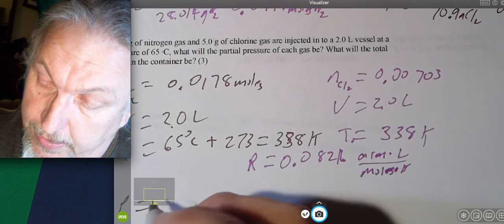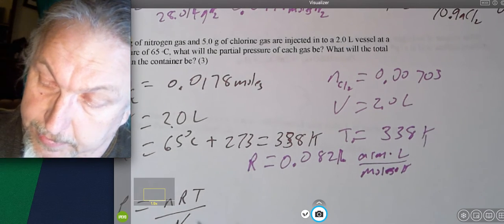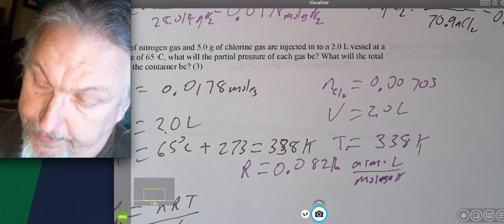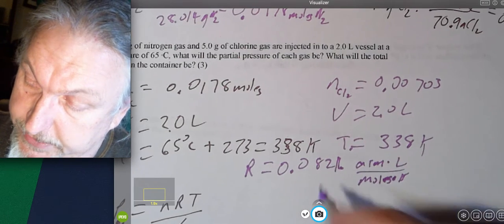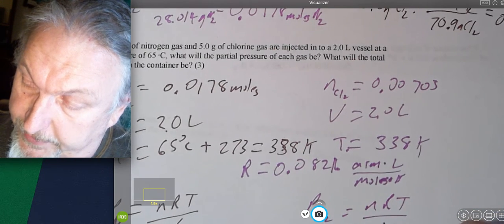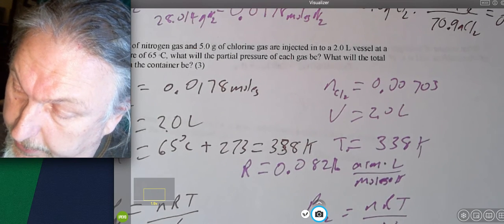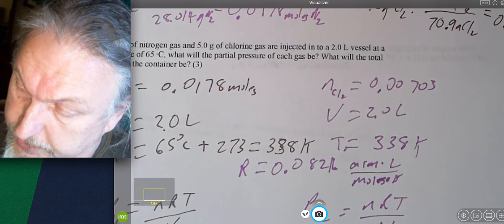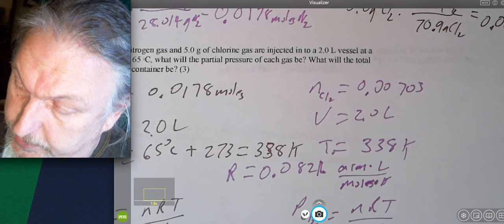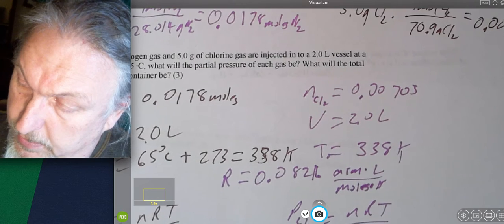PV equals nRT. I think we understand that. Divide that through by V, and that's going to give us pressure. We'll call that pressure of the N2. And then pressure of the Cl2 is going to be nRT over V. So pressure of the chlorine is going to equal 0.0705 times 0.0821 times the temperature over 2.